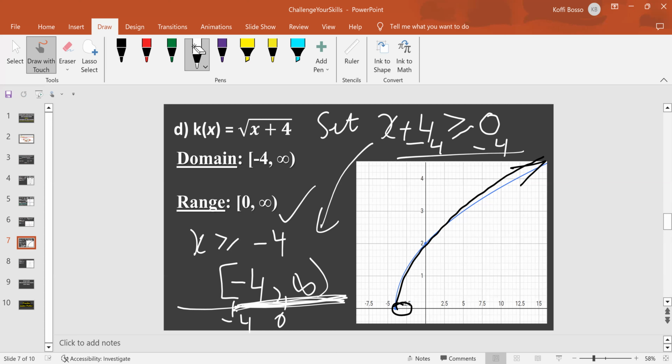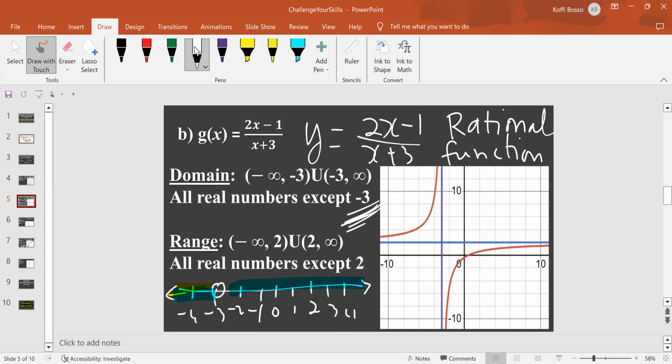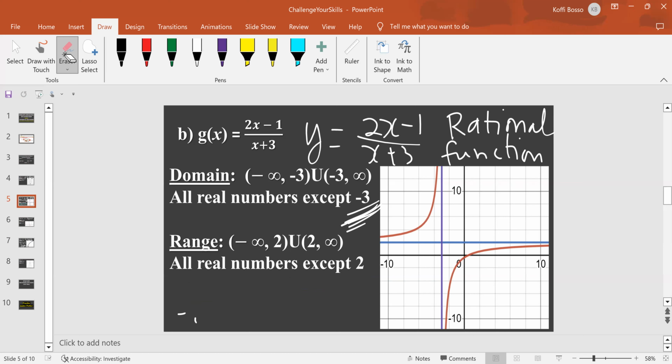Let me clarify something else. I think there's the beginning here for this function b. When we have 2x minus 1 divided by x plus 3, and we say the domain is all real numbers except -3, there is something I have to clarify here. The reason we say -3 is not in the domain is that -3 will change the x plus 3 to 0. There is a way you can check to get that -3.